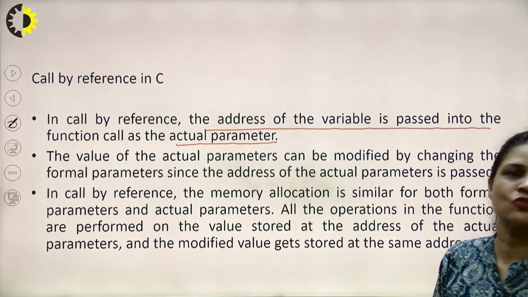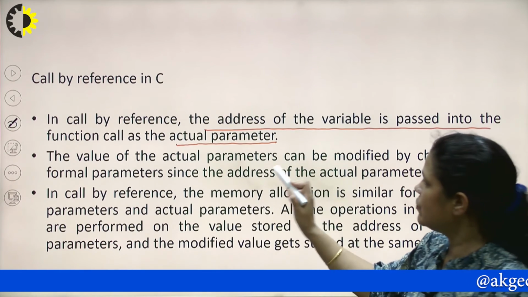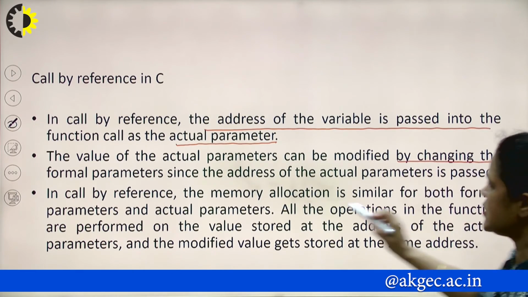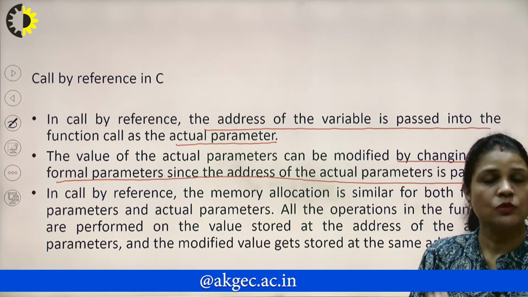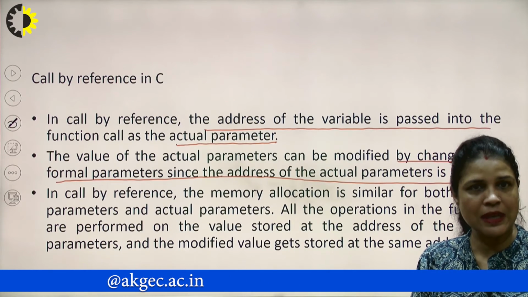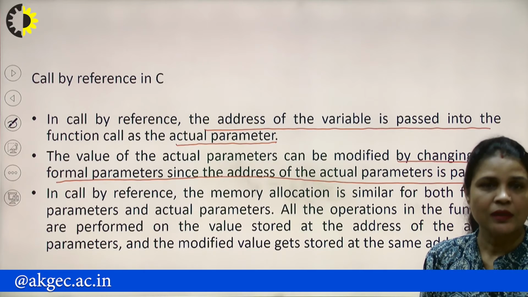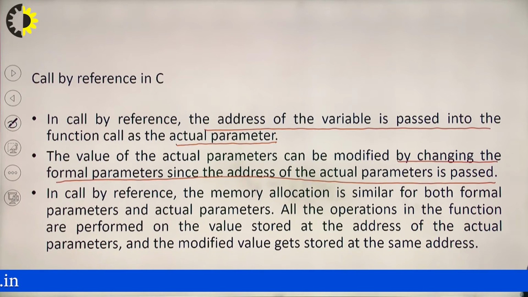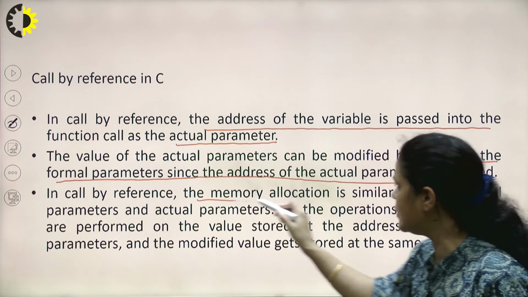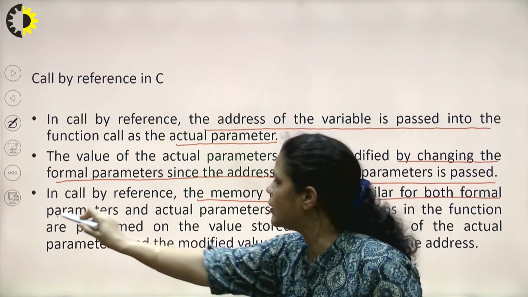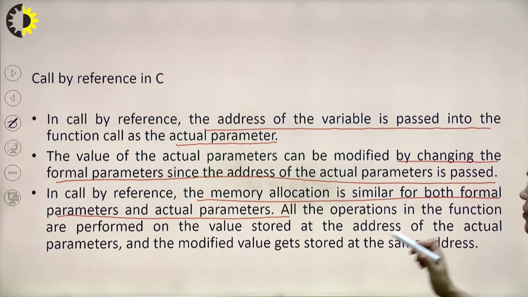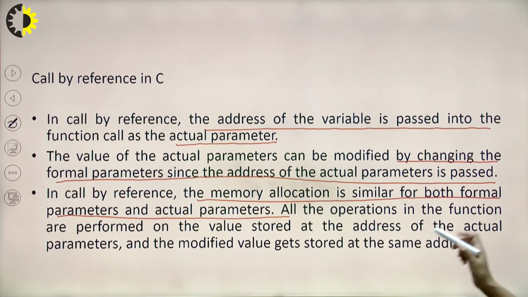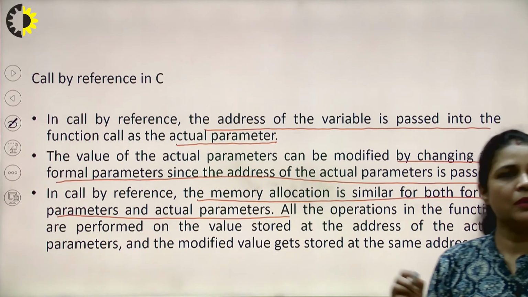It means as actual parameters. Right? The value of the actual parameters can be modified by changing the formal parameters, since the addresses of the actual parameters are passed. So this time actual and formal parameters have the same address. So the change is permanent. In call by reference, the memory allocation is similar for both formal and actual parameters. Exactly, those are the same. So all the operations in the function are performed on the value stored at the address of the actual parameters, and the modified value gets stored at the same address.